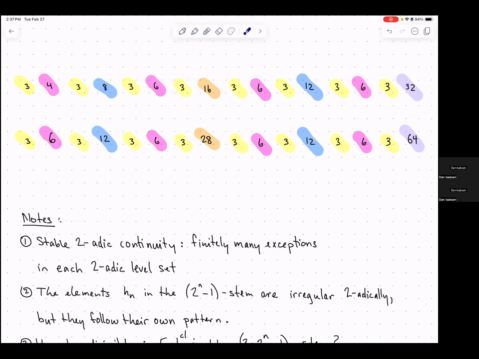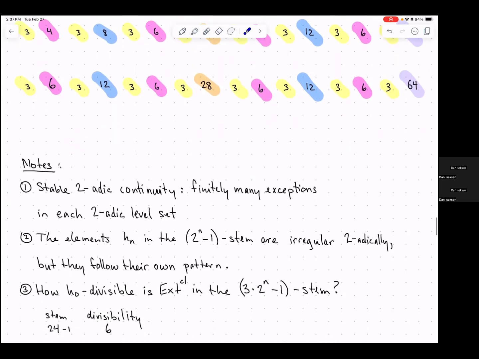It's the HNs. Now, the HNs follow their own pattern, right? The old pattern is 4, 8, 16, 32, 64, and so forth. So there's an exponential thing happening with the HNs, and then some other pattern happening with all the rest of them. So that's what's happening algebraically.